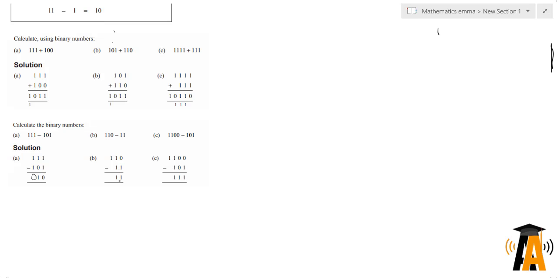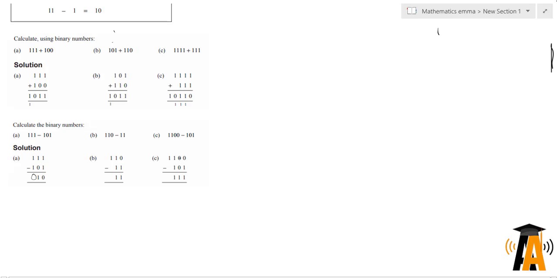So that's why we have it as what? 11. So let's go to the next one quickly. So here we have 1 1 0 0 minus 1 0 1. Here again we're going to borrow 1 here, bring it here, and that becomes a base. 2 minus 1 is 1.